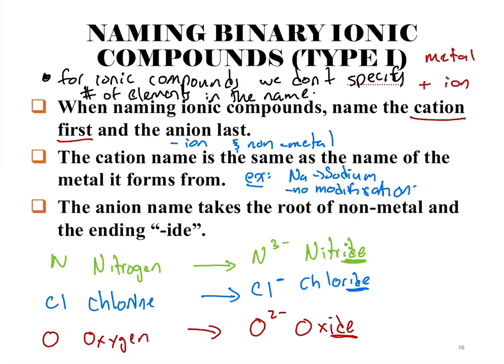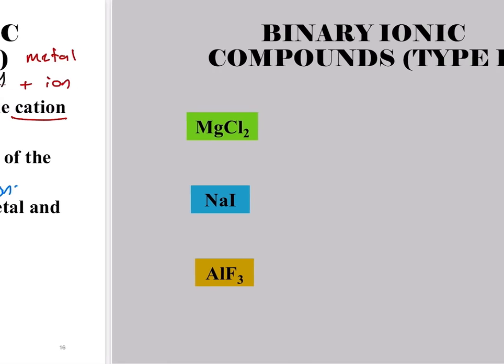So the reason for ionic compounds, we don't have to specify the number in the name, is because the charges tell us the ratio, right? The charges themselves tell us how many of each we need to make the net charge equal to 0. Once we get to covalent compounds, that's not going to be the case anymore.